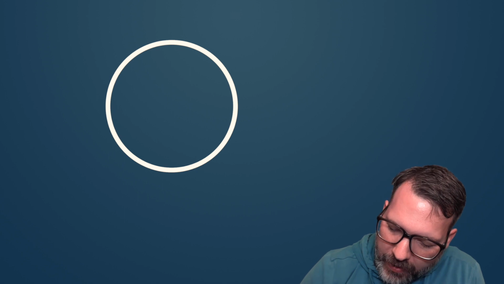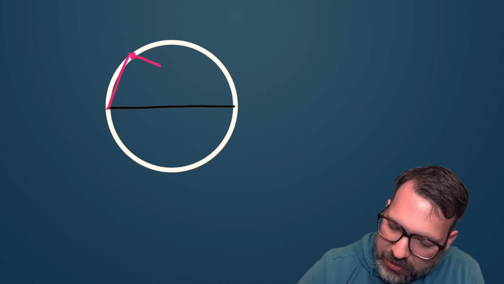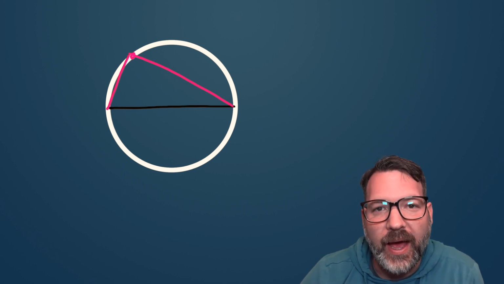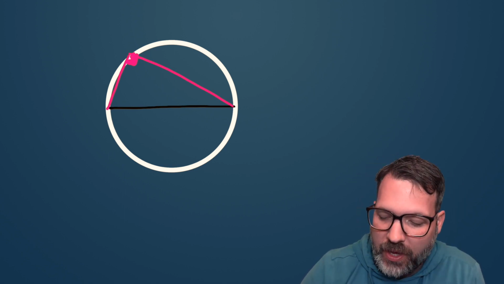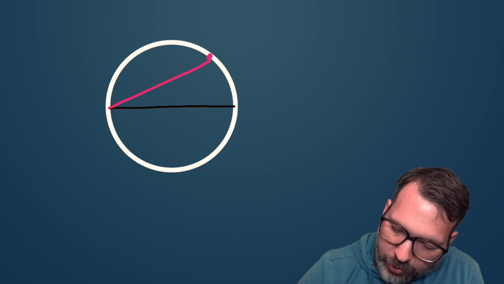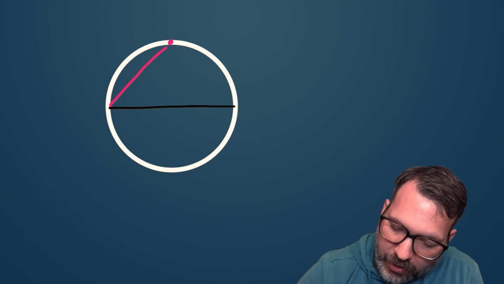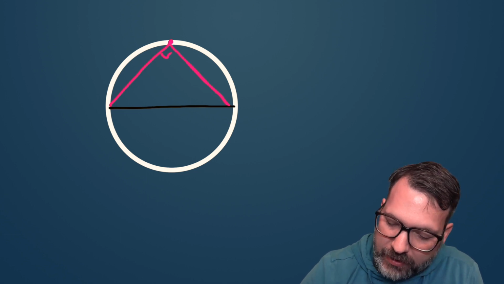You may know that given the diameter of a circle, any triangle we draw to the edge of that circle, using the diameter as one of the sides of that triangle, will be a right triangle. Doesn't matter where we draw the triangle. We could draw it with that third corner over here. That would be a right triangle. We could draw it right in the center here, and it would look something like the isosceles right triangle.